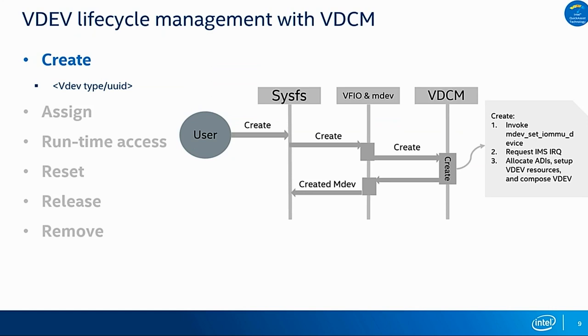So for a virtual device, the life cycle can be divided into a couple of stages. The first one, you need to create and then assign this device to the user-space process or the virtual machine. And you can get runtime access to the virtual device. Another very important part is reset. How do we reset this virtual device in a guest or in a host? And after the virtual device is reset, or we don't want to use it anymore, we can remove this virtual device. Also, before we remove it, we need to release the device. All these operations will be routed to the VDCM. So let's see how the VDCM handles the scalability specific operations.